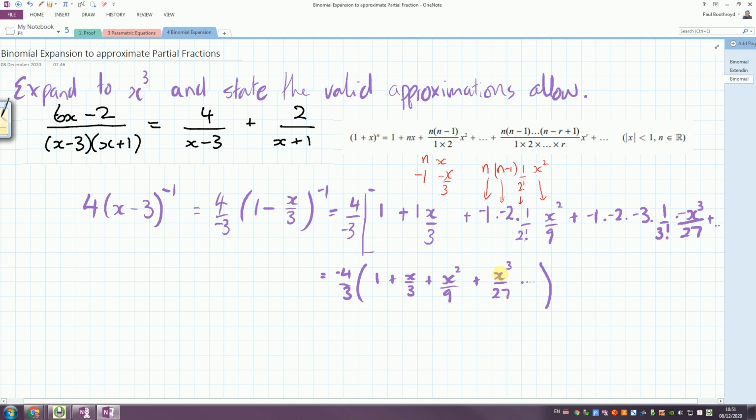And I'm going to consider the range of values. What we're saying is the modulus of minus x over 3, that passed my bracket, must be less than 1, which means that x is valid for modulus x less than 3. Now we do the same thing for this second term.